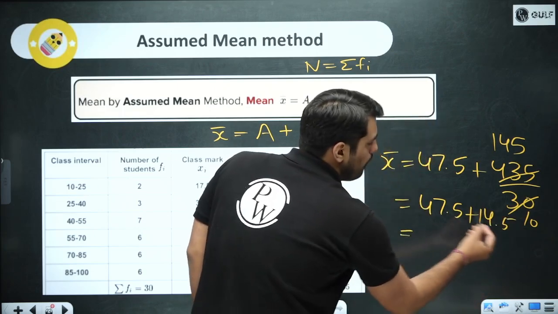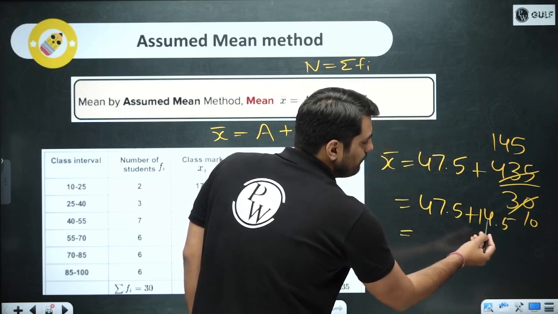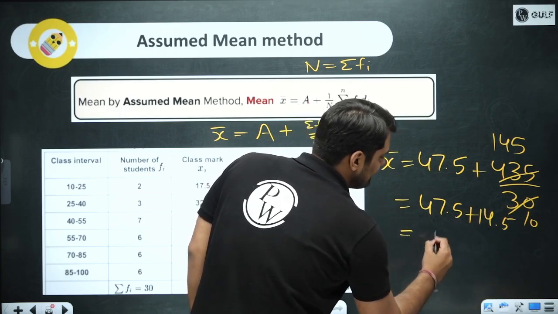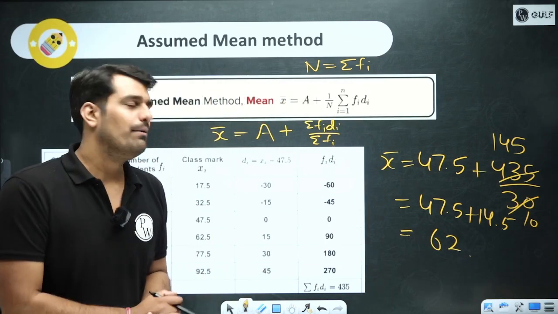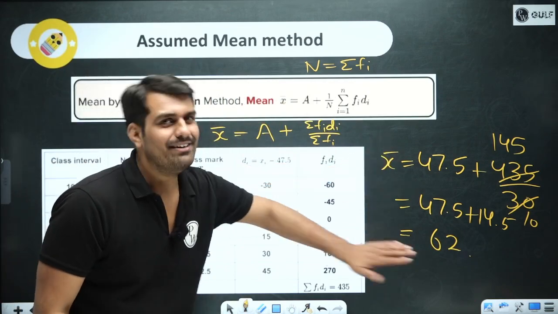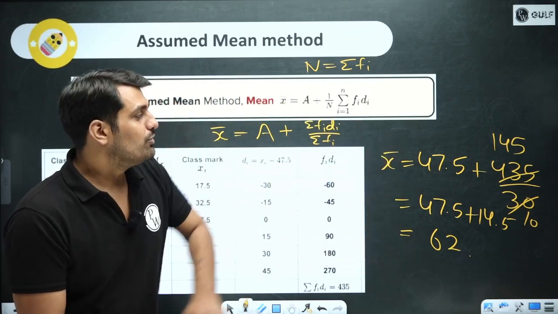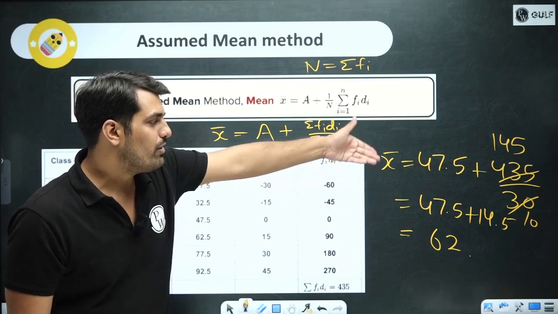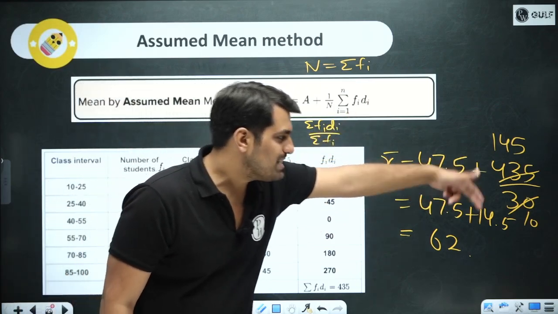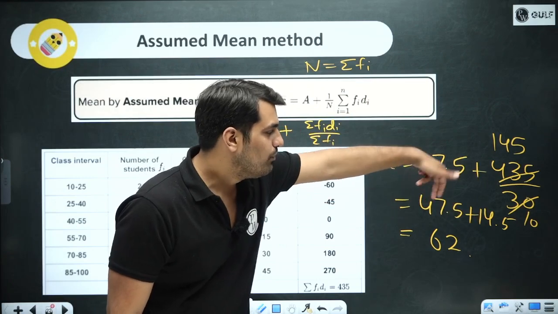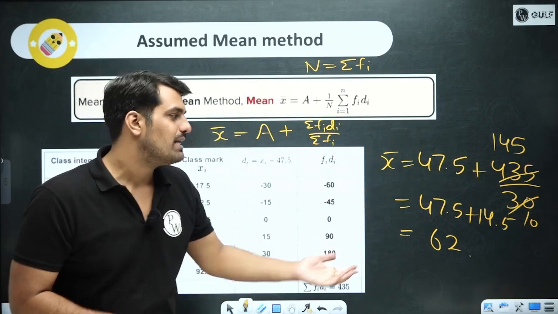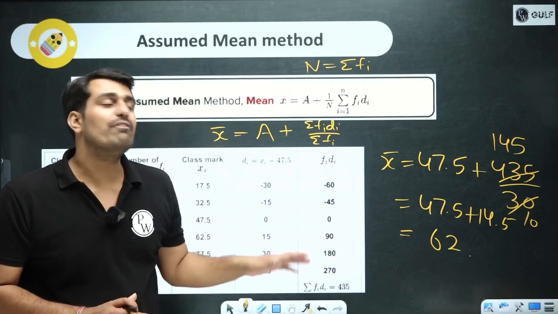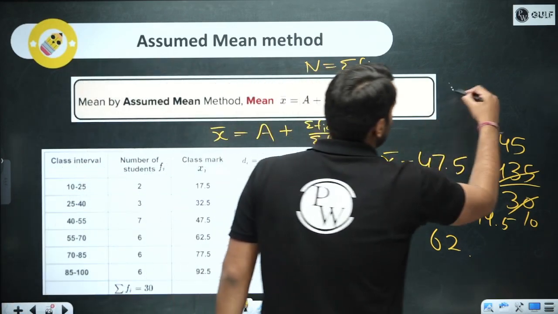So 47.5 plus 5.5 is 48. I hope the calculation is correct. In case the calculation is incorrect, please help me out to rectify this error. So this is how we are going to do it. 47.5 plus 5.5, this is 48. 48 plus 4 is 52. 52 plus 10 is 62. And we have our mean by the new method, which is assumed mean.